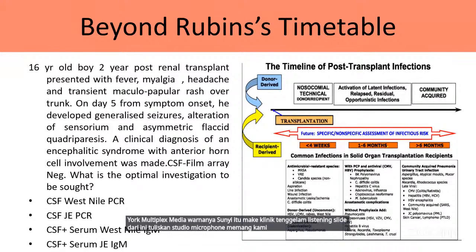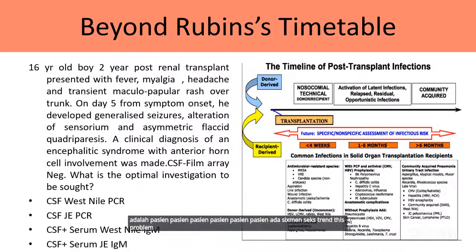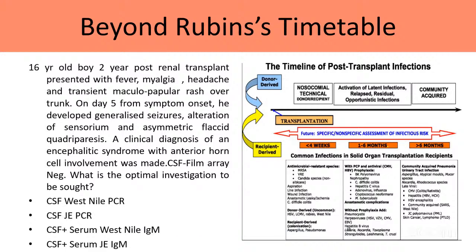Now coming to an immunocompromised situation, in any patient post-transplant, there is a timeline for infections. That is what happens in the first month, what happens from 1 to 6 months, and after 6 months, etc. And this is referred to as the Rubin timeline. So I'm taking you through a 16-year-old boy, 2 years post renal transplant, who presented with fever, myalgia, headache, and a transient maculopapular rash over the trunk. On day 5 of symptom onset, he developed generalized seizures, alteration of sensorium, and asymmetric flaccid paresis. A clinical diagnosis of an encephalitic syndrome with anterior horn involvement was made.